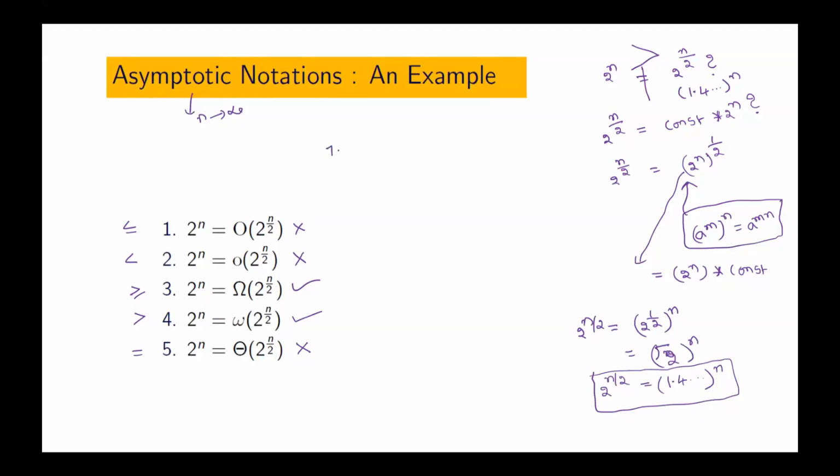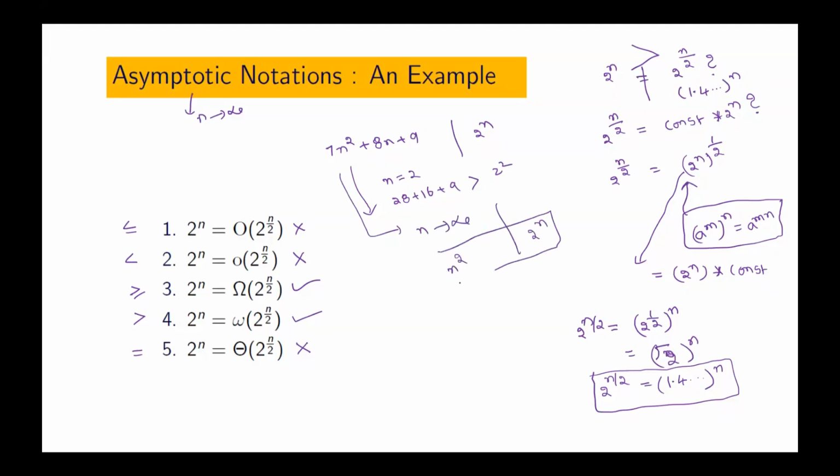For example, what we discussed now, 7n squared plus 8n plus 9, versus 2 power n. If I simply take n equal to 2, what is this value? Does it mean it has a higher order of growth than 2 power n? No. That's what we learned in yesterday's class. That's why we need to do it as n tends to infinity. This finally becomes n squared, and this finally becomes 2 power n.